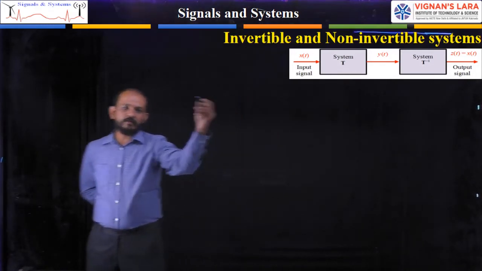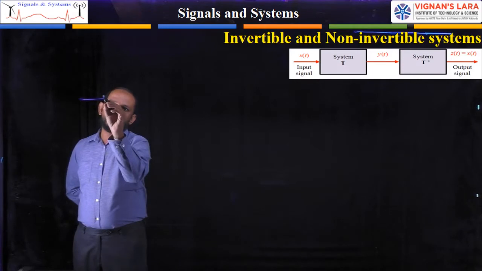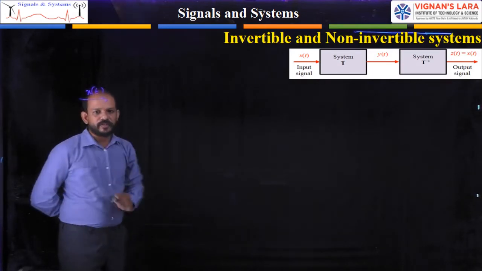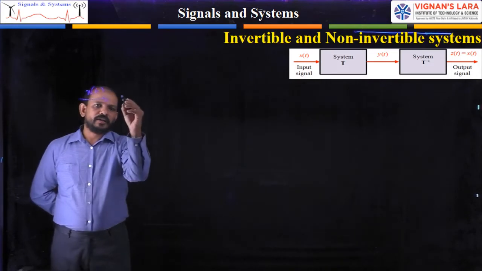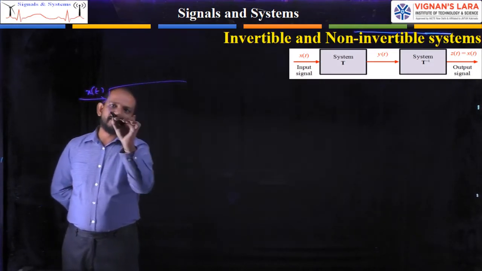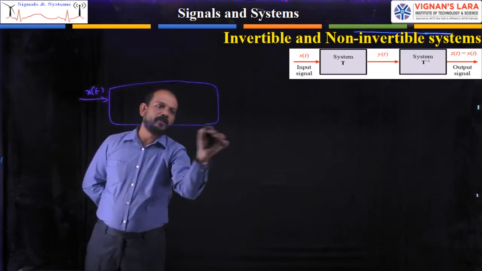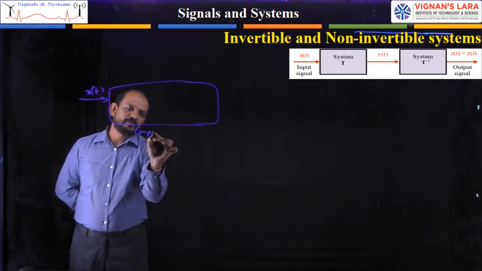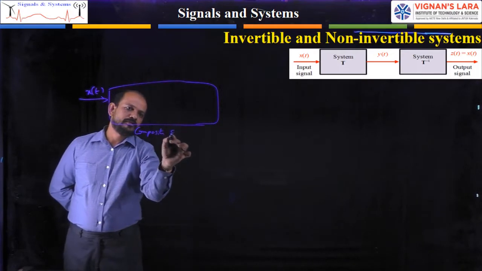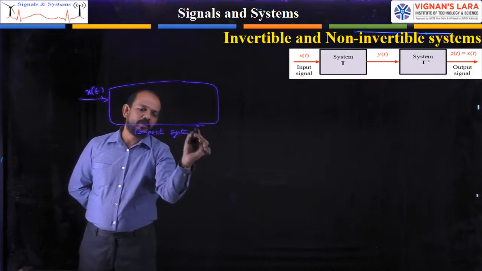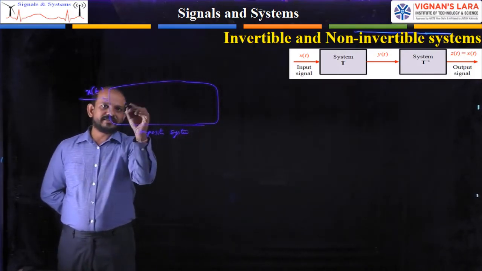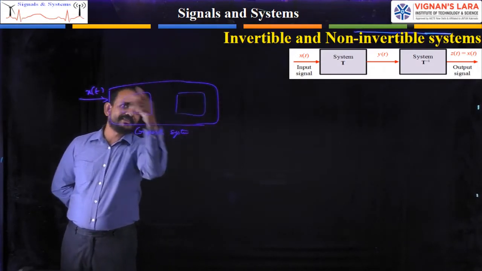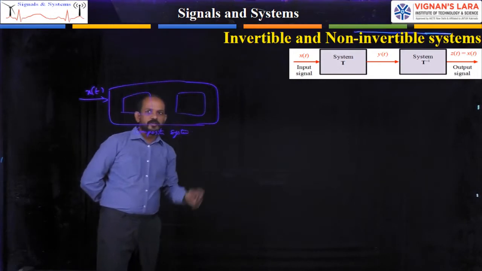See, in the diagram we have an input x of t, and that input is given to a composite system. That means this system consists of 2 small systems inside it. The composite system consists of 2 small systems.